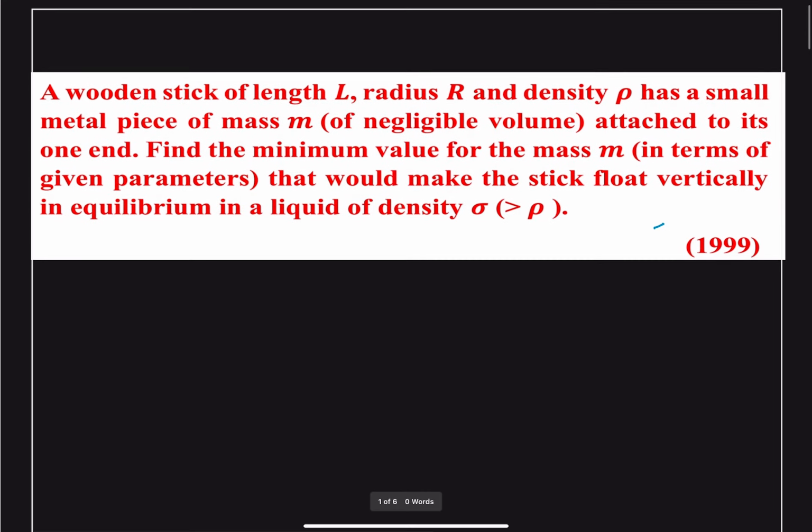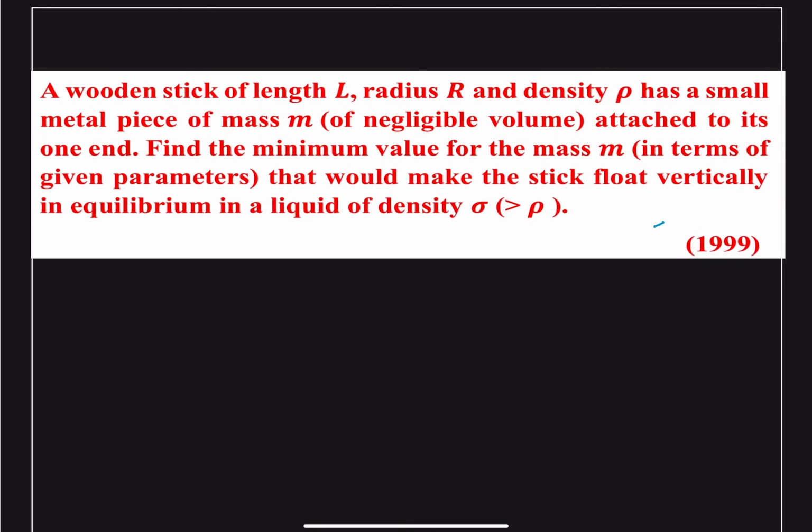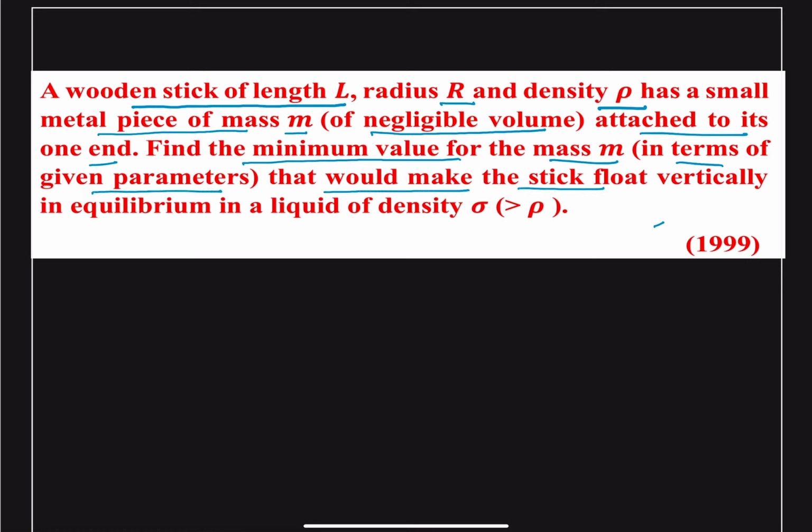Hello friends, in today's question, a wooden stick of length L, radius r and density rho has a small metal piece of mass m of negligible volume attached to its one end. Find the minimum value of mass m in terms of the given parameters that would make the stick float vertically in equilibrium in a liquid of density sigma, whose density is greater than the density of the metal piece.